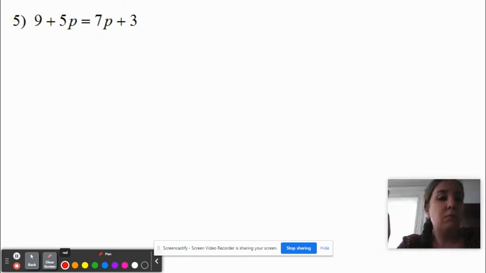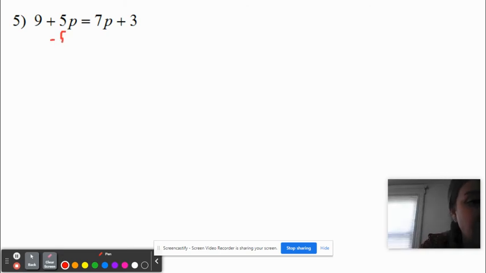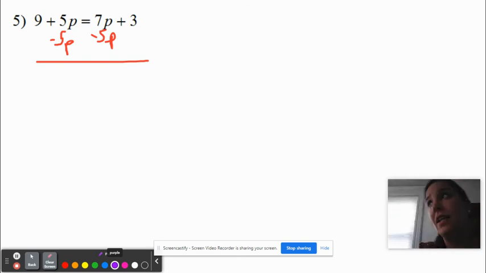Actually, let's put them to the right. Why not? Let's move our variables. So let's say I wanted to get this 5p out of there. I would subtract it from both sides. And I'm just showing you that it is perfectly fine to put the variables on the right and the constant on the left. It doesn't change anything.